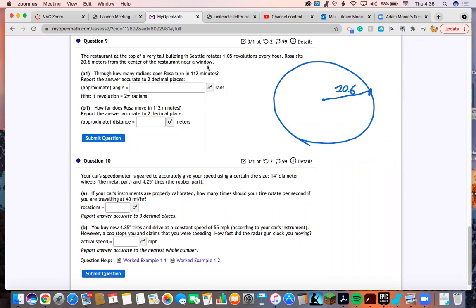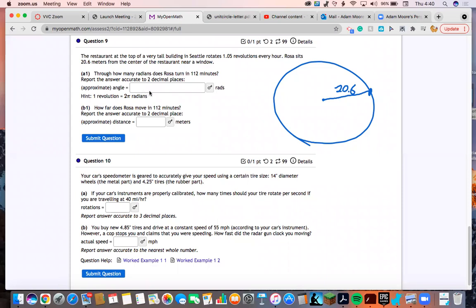And then they tell us how fast this thing is going: 1.05 revolutions every hour. So 1 hour goes by and they've gone a little bit over one full revolution. They've gone one and then just a little bit past that, 0.05 of a revolution around. That's what we're looking at in the story. And then they start asking us some questions about it. So let's see about that.